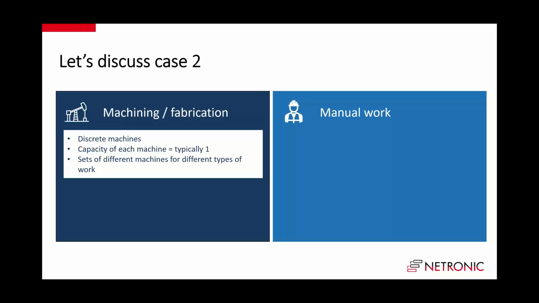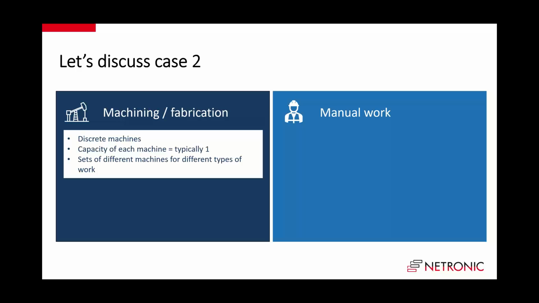Customers typically have sets of different machines for different types of work. They have a bunch of CNC machines, a bunch of gear cutting machines, a bunch of turning machines, a bunch of saws, and so on. And they really need to schedule them against the capacity of one, making sure that they don't overload them and assigning one production order routing line at a time to those machines.